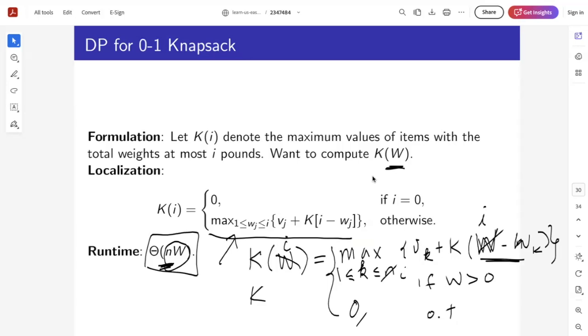So the take-home message is that the greedy algorithm doesn't always work, but dynamic programming works.